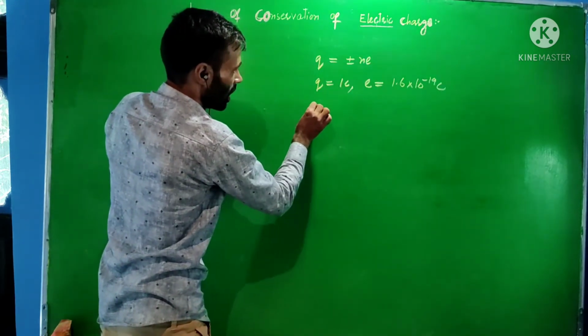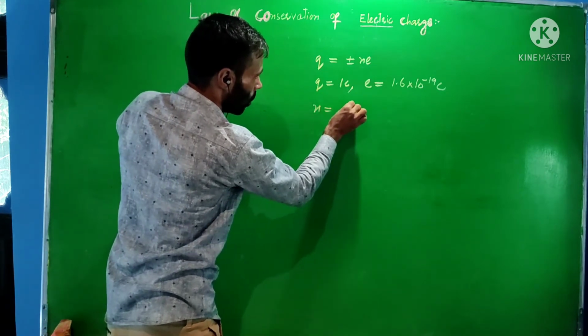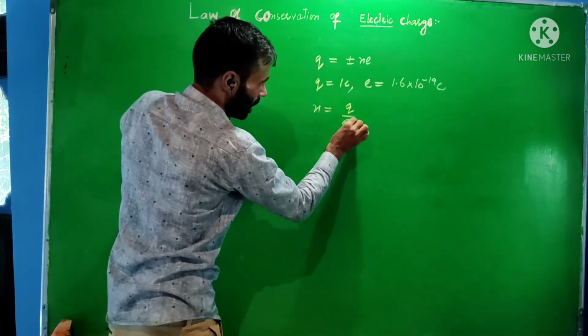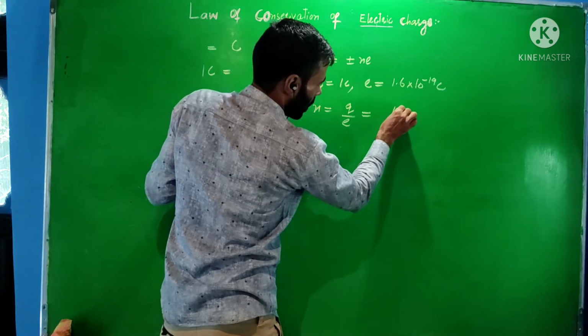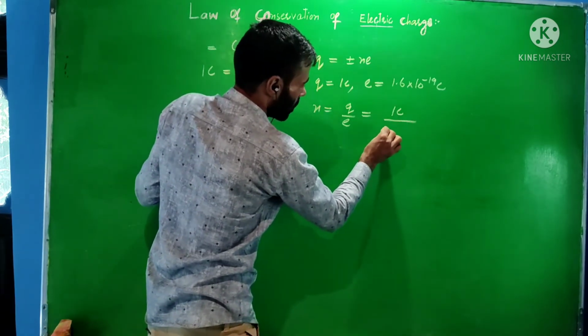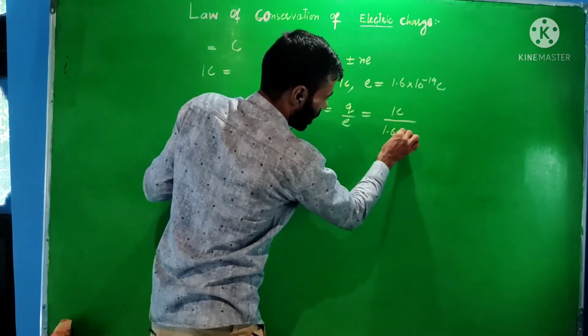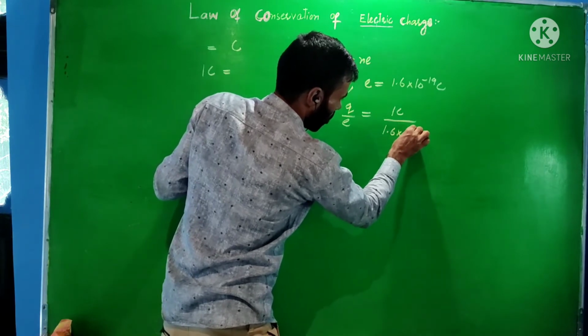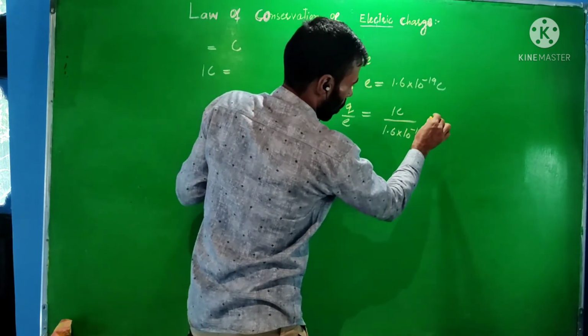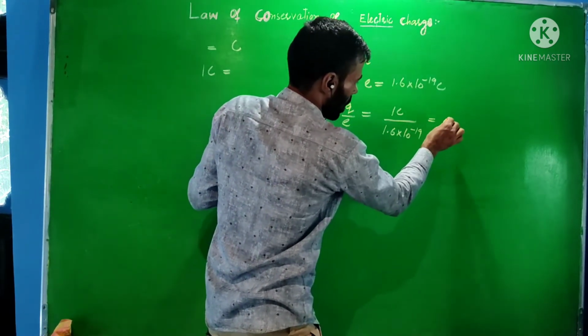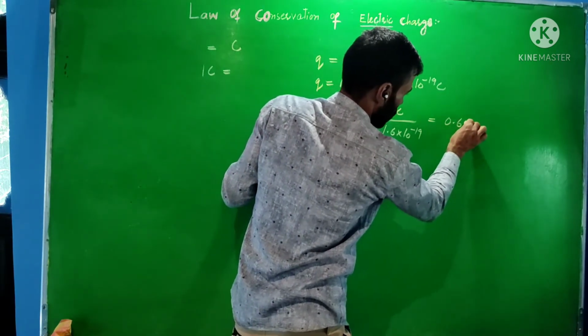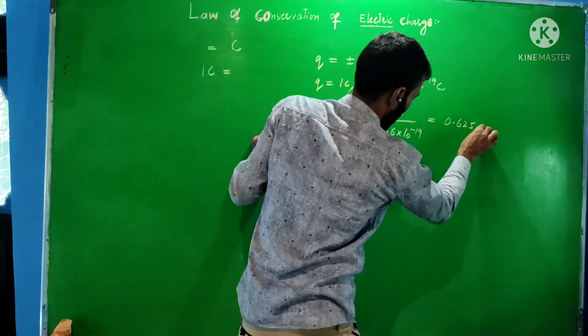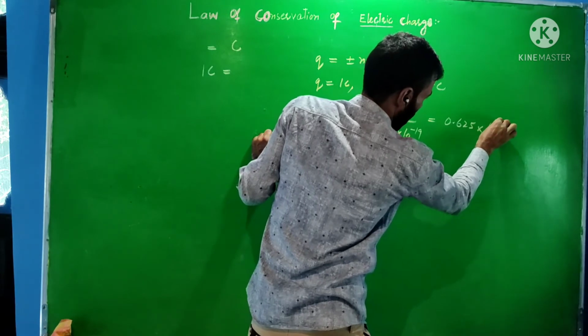So within this equation, N is equal to Q divided by e. That is equal to 1 coulomb divided by 1.6 into 10 raised to power minus 19. So this is equal to 0.625 into 10 raised to power plus 19.